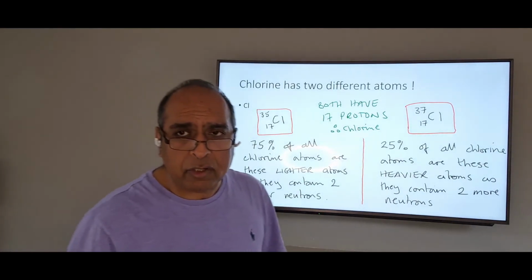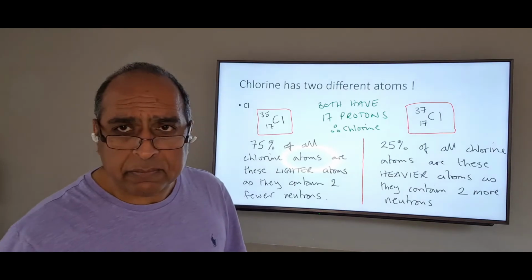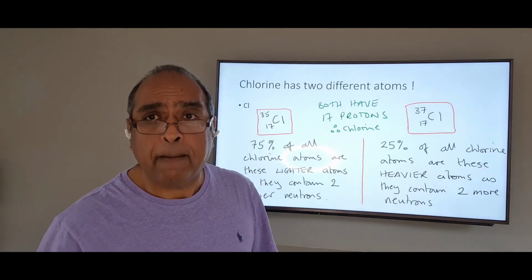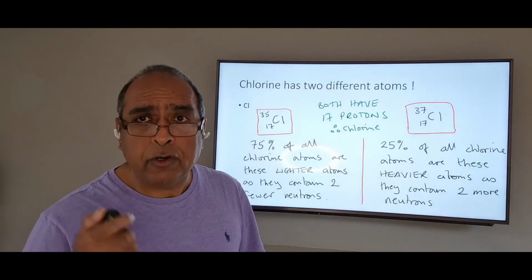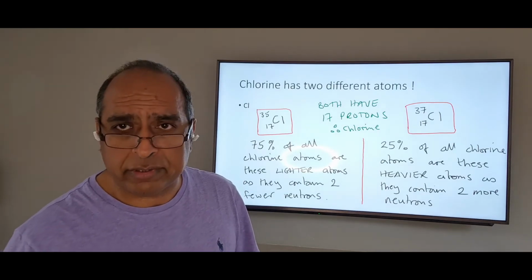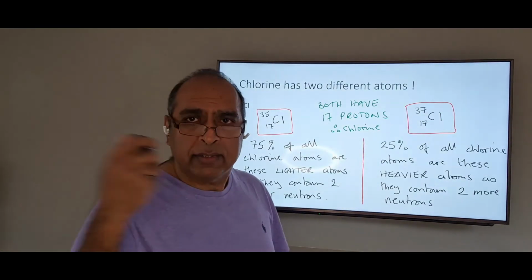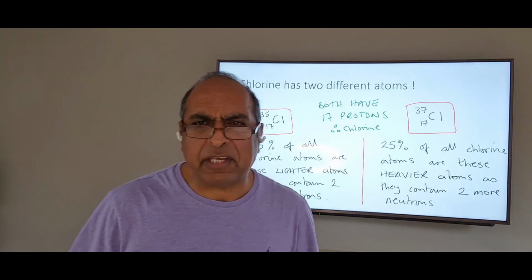Isotopes are atoms of the same element, but with different numbers of neutrons. I should have said neutrons, and I do make these kinds of mistakes. You're going to have to get used to that.